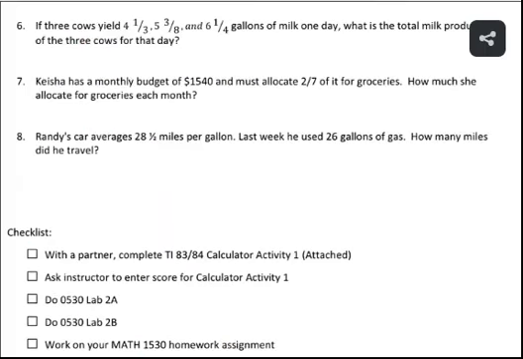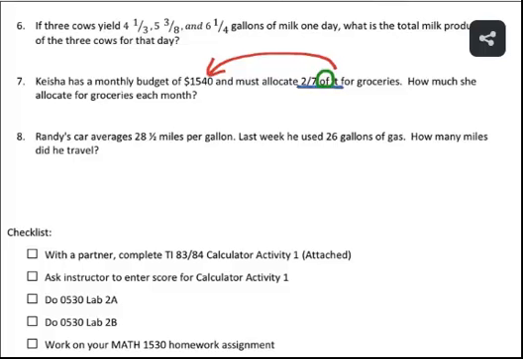Number 7, Keisha has a monthly budget of $1,540 and must allocate 2/7 of it for groceries. How much is she allocating for her groceries every month? So 2/7 of it being what? It is the total she has, right? This word of, 2/7 of, implies, or we think of that as multiplication.